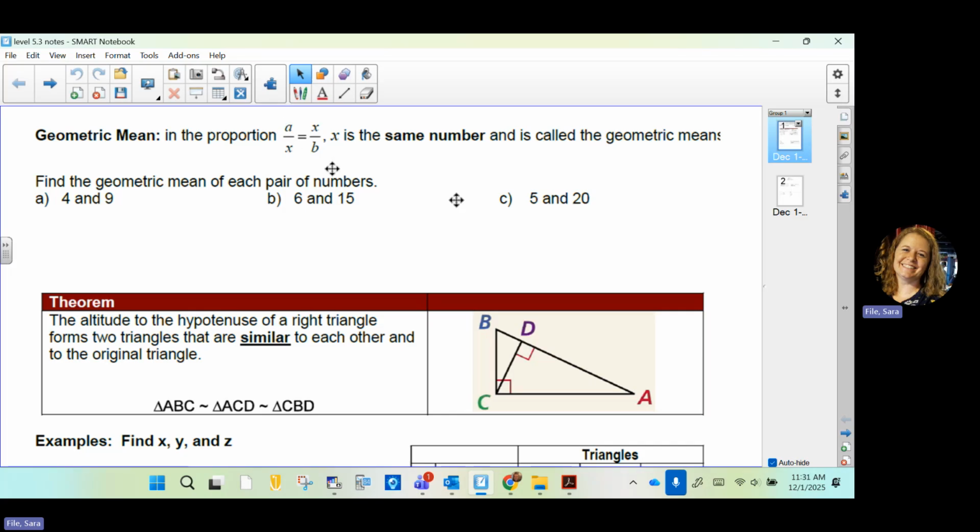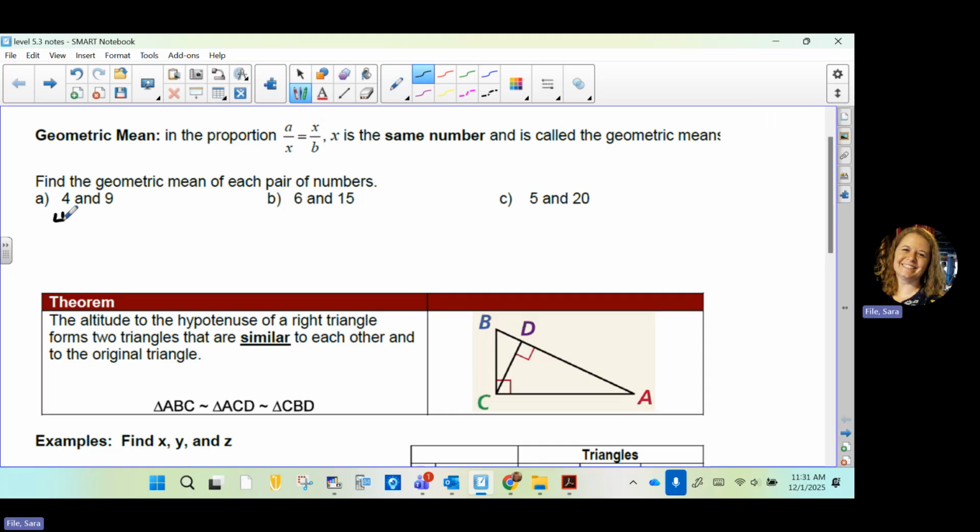So we're going to start by just being given two numbers and asked to find the geometric mean. I'm just going to set up this proportion. They're telling us if this is your A and B, find the geometric mean. So we're looking for X. We would set it up. We would say, okay, 4 is to X as X is to 9. And we simply set up the proportion.